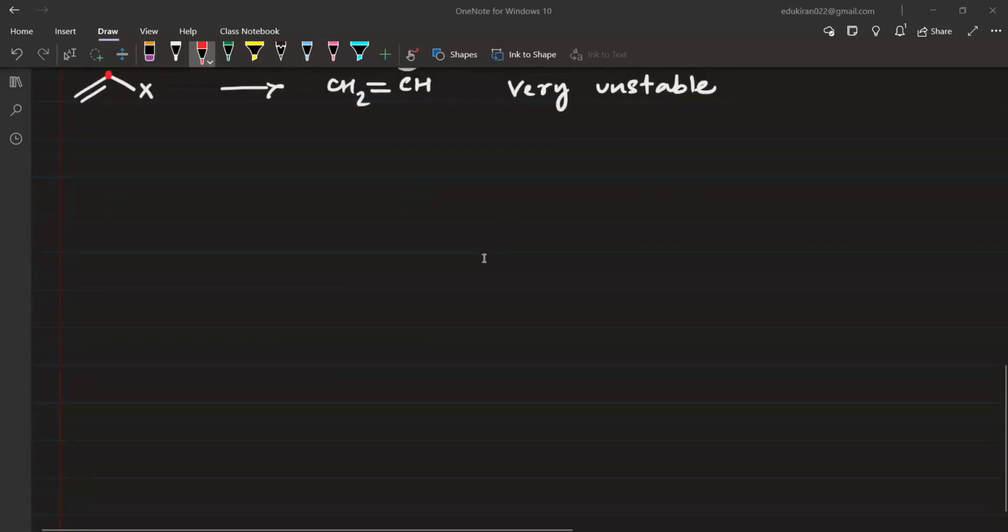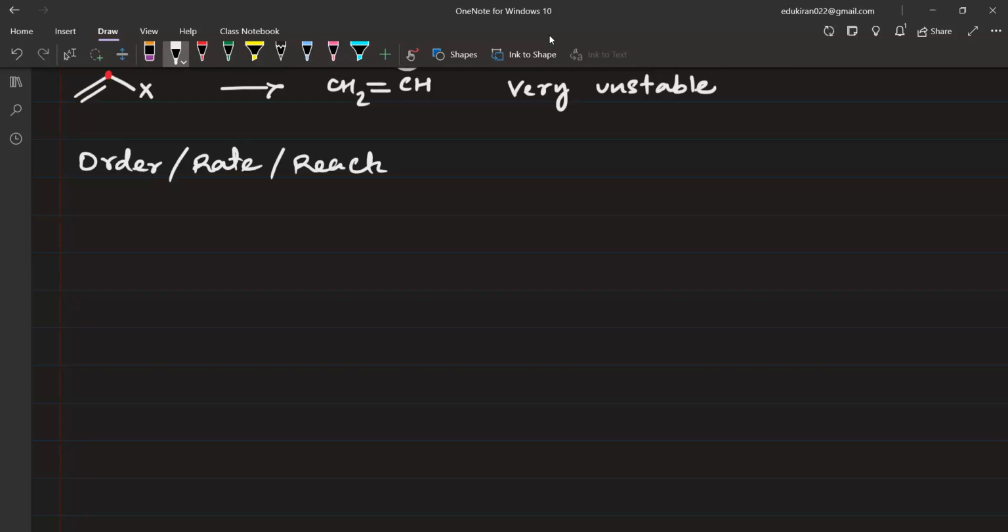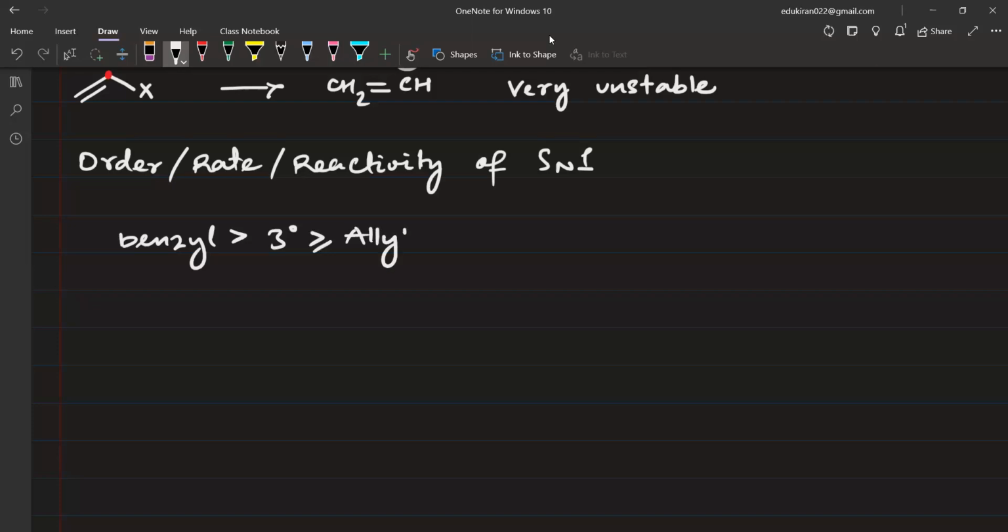Now, please see, you can find these words: order, rate, or reactivity. You can call it anything. Reactivity of SN1 follows the following order. The benzyl one will be most stable because it is resonance stabilized. Then you have most probably the 3-degree, which is almost equal to the allyl, or rather I would say allyl is a bit less. That is why I can have greater than or equal to allyl, and then we have 2-degree, and then you have 1-degree.